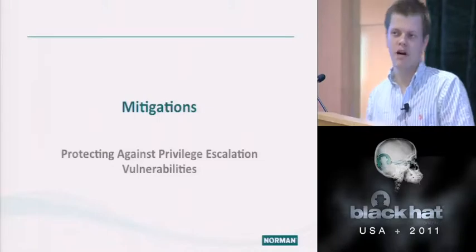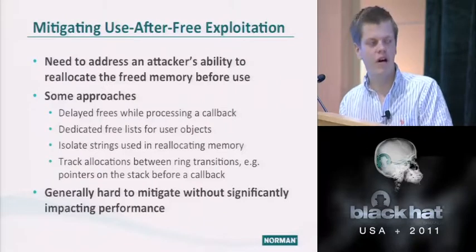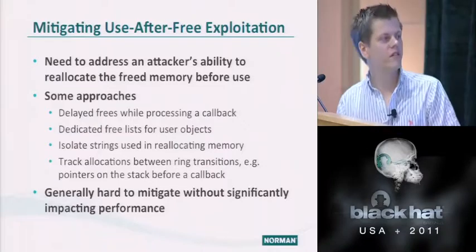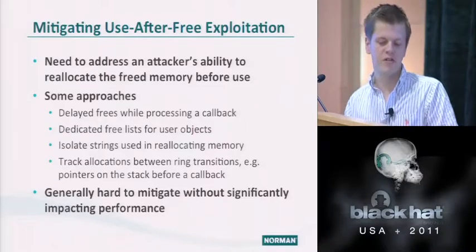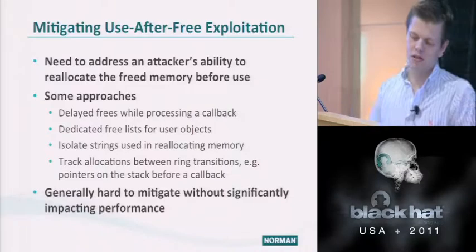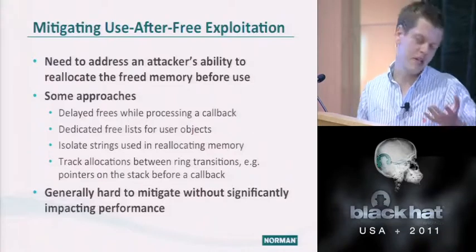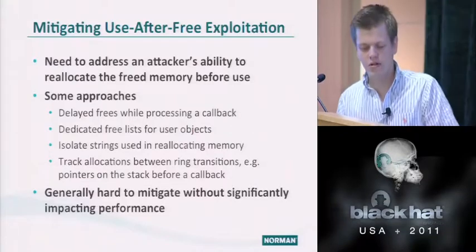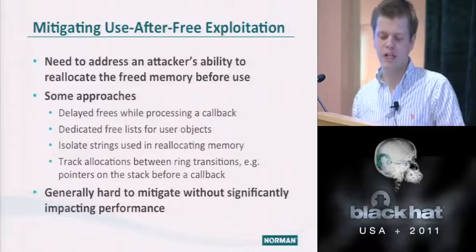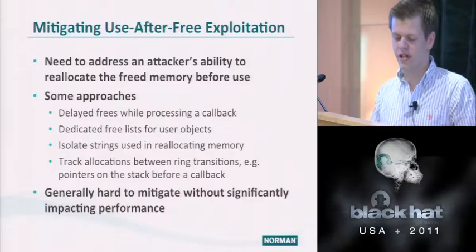So we'll talk briefly about mitigations. Mitigating use after free vulnerabilities is quite difficult. It's generally hard because you usually will impact performance significantly. Some approaches you could use are delayed frees, dedicated free lists, or isolating the strings, meaning that when you reallocate this memory, you have the string in a separate heap or something. You could also track the allocations between ring transitions. So when you perform a callback, you would keep track of the memory allocations and then recheck those when you return and make sure that everything is sane.